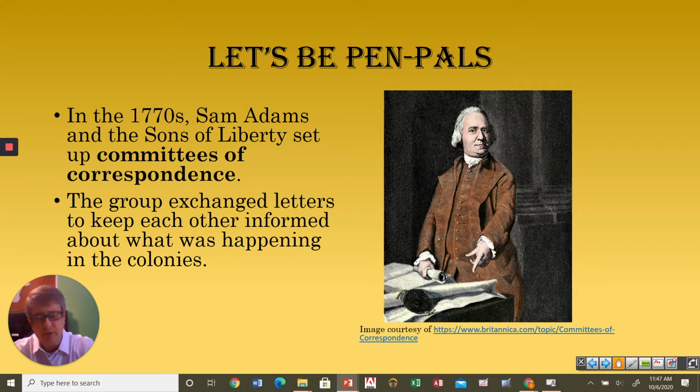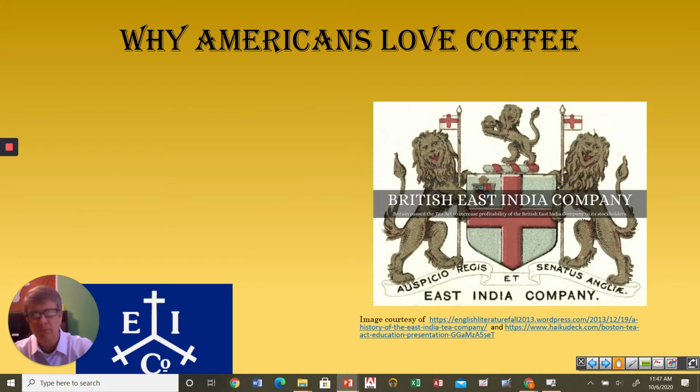But people in, say, Virginia didn't know what was happening in Boston often until weeks, sometimes perhaps even months after it happened. So the Sons of Liberty sets up committees of correspondence so they can keep each other informed on a more regular basis.